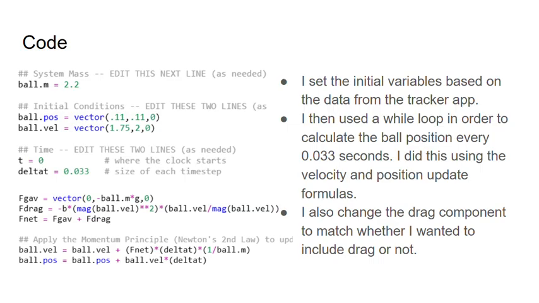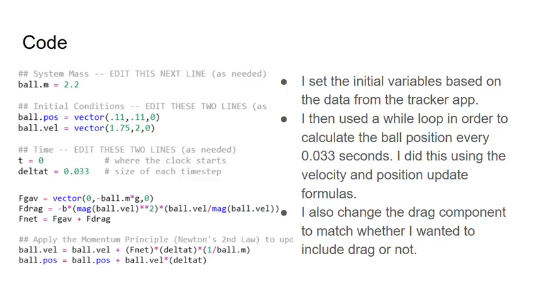This is the code I wrote. Well, this is part of the code I wrote. This is the important stuff. I set the initial variables to the data from the Tracker app. This includes the initial position of the ball, where it's already moving at a constant speed, and the velocity of the ball, which in the x direction was 1.75 and in the y direction was 2.